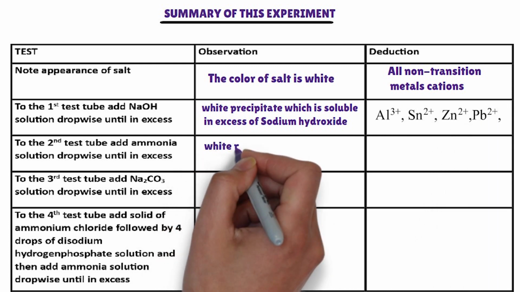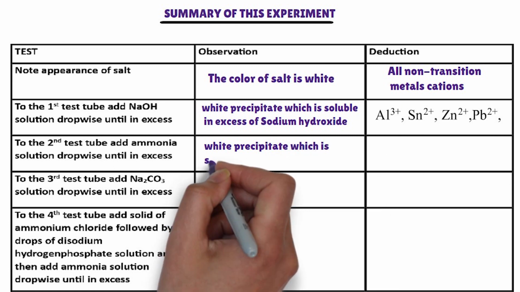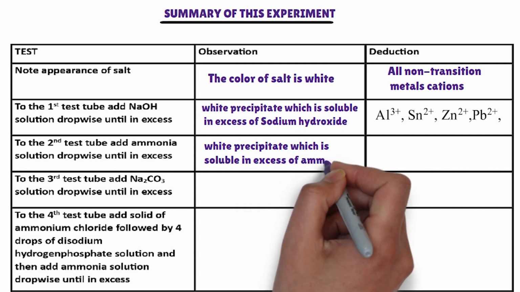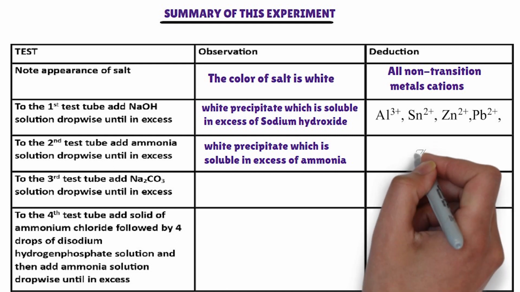In second test tube, ammonia solution is added dropwise. The cation that forms white precipitate with ammonia solution and precipitate is soluble in excess of ammonia solution is zinc ion.